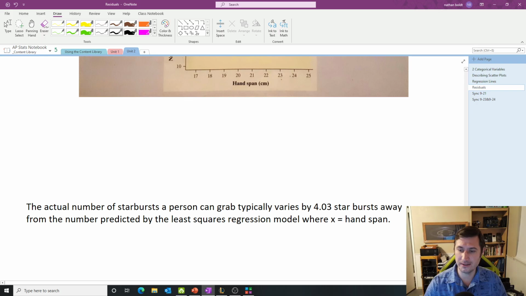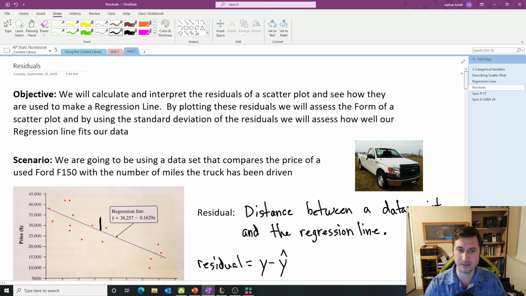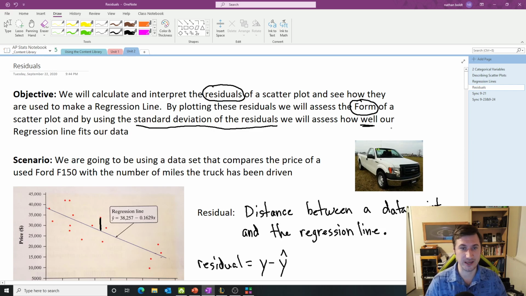All right, that was a lot, ladies and gentlemen. Let's recap everything we talked about. We should now know what a residual is, and how to calculate it and how to interpret it. We should be able to use the residuals to assess the form, is this scatter plot linear, by making or at least reading a residual plot. And we should be able to use the standard deviation of the residuals to assess how well our regression line fits our data. Three things there that are really important about a residual.